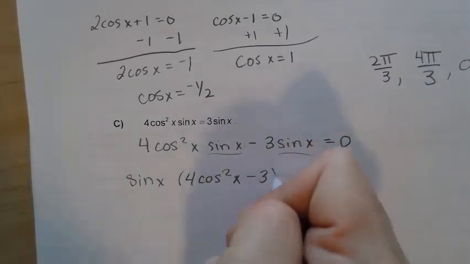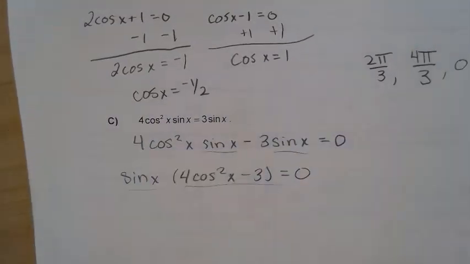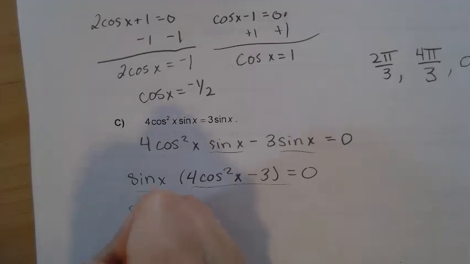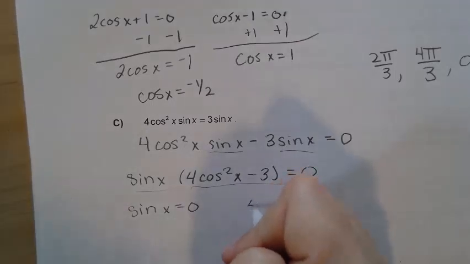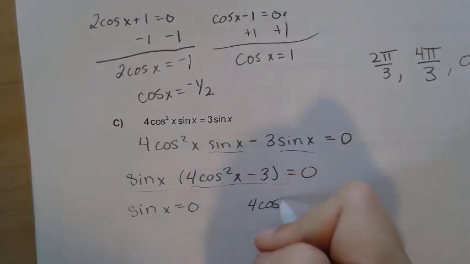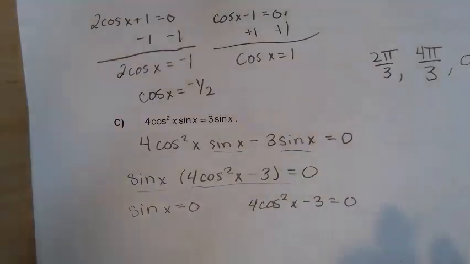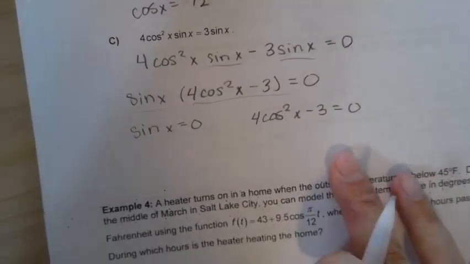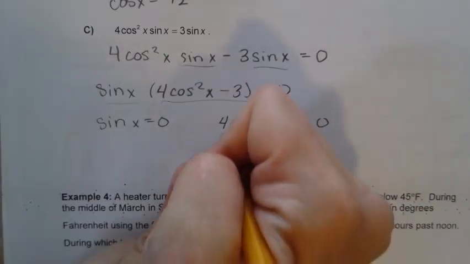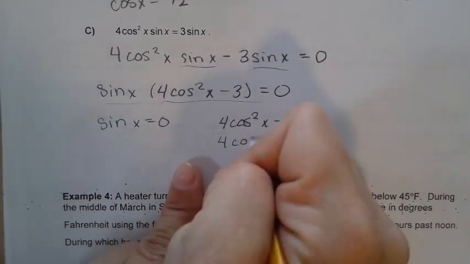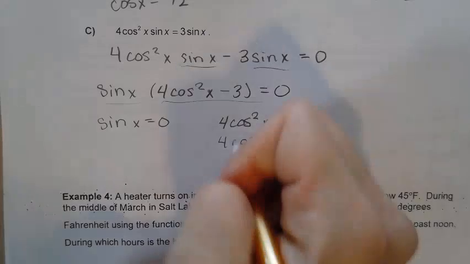Minus 3 equals 0. So just like we did in the last one, we have two parts that we're setting equal to 0. So I'm going to set sine x equal to 0. And I'm going to set 4 cosine squared x minus 3 equal to 0. Sine x equals 0 is already solved, so we don't have to do anything with that. But this one, we're going to add the 3 to both sides. Divide by 4.